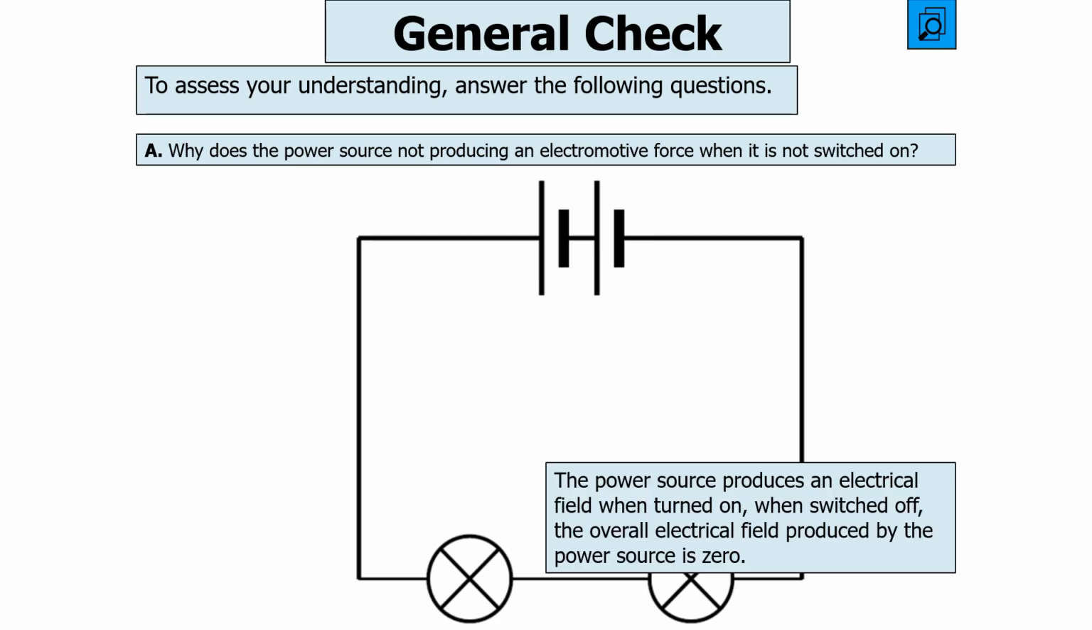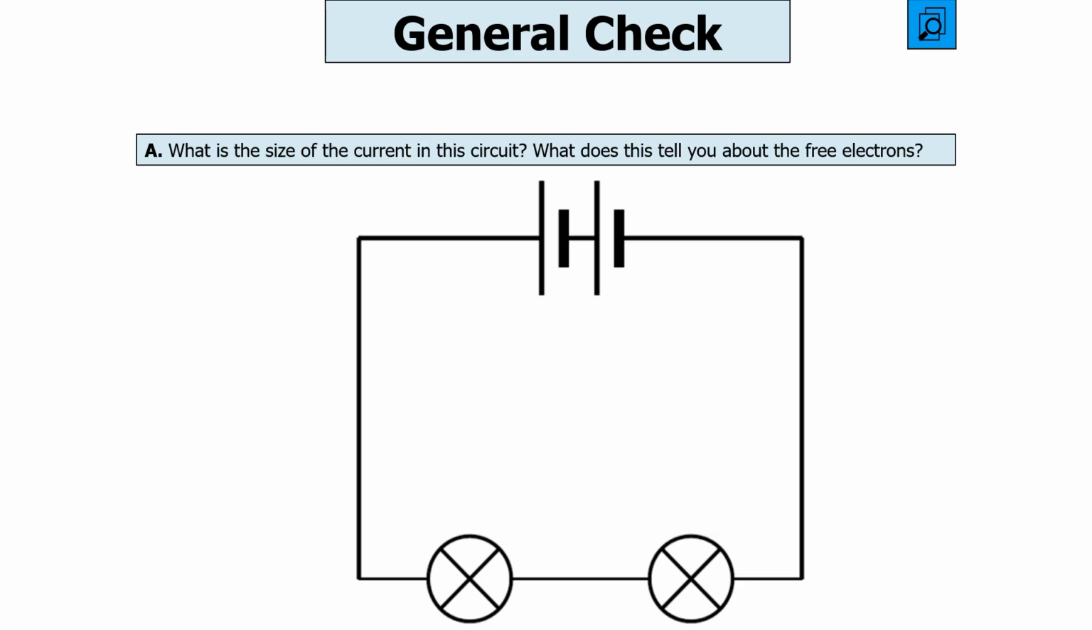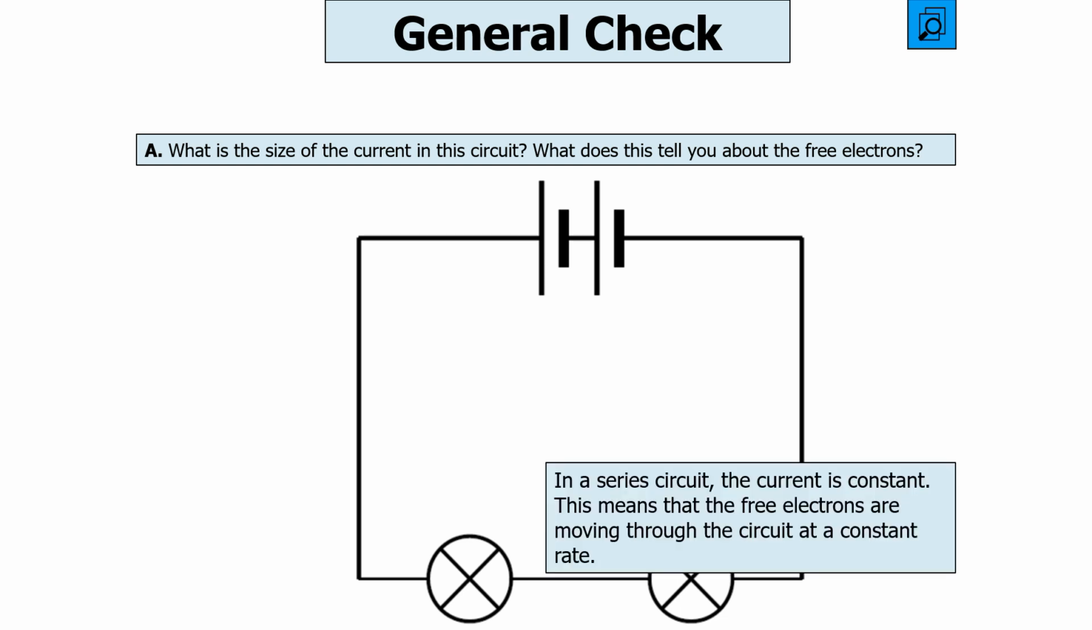Right, the power source produces an electrical field when it's turned on. So when switched off, the overall electrical field produced by the power source is 0, so you're not going to get an electromotive force. The next question says, what is the size of the current in this circuit? And what does this tell you about the free electrons? Pause the video now, then unpause the video when you want to go through your answer. Well, in a series circuit, the current is constant. So this means that the free electrons are moving through the circuit at a constant rate.